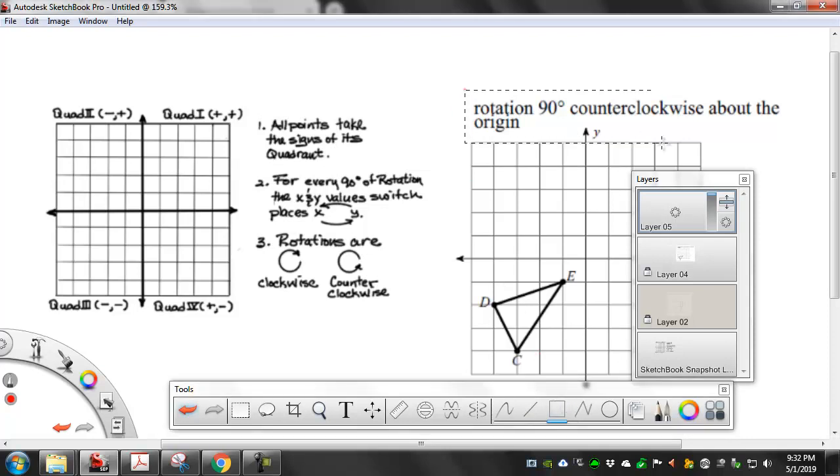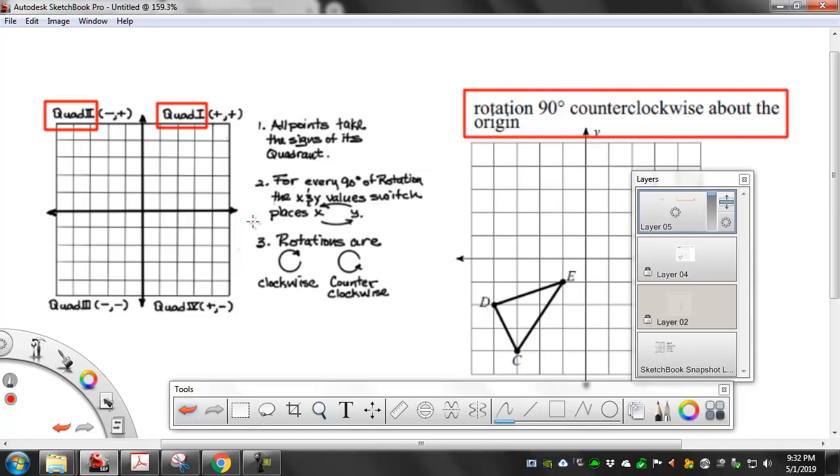Okay, in this video we'll be talking about doing rotations of rigid motions, and we're going to start with a 90-degree counterclockwise rotation. So the first thing you need to realize about your quadrant is that the coordinate plane is divided into four quadrants, and the first two quadrants are like quadrants 1 and quadrant 2.